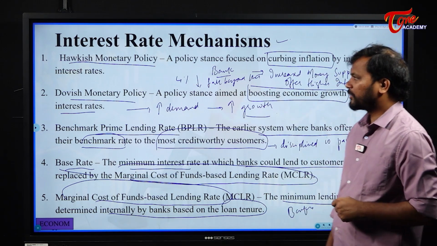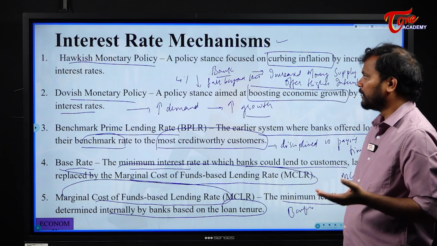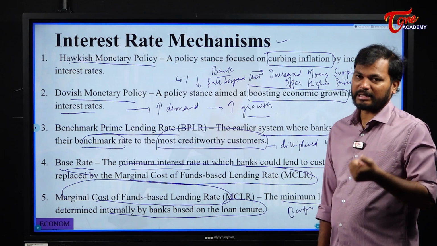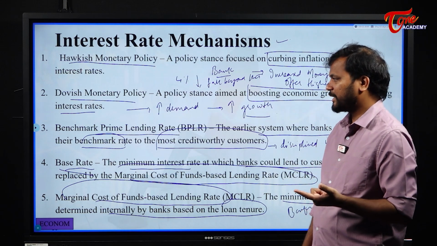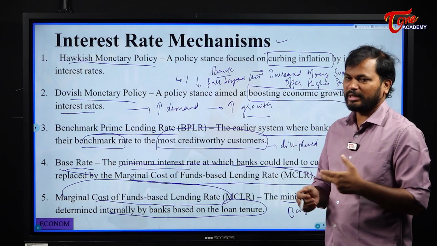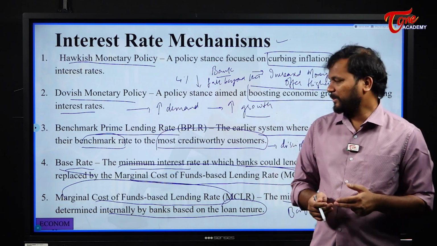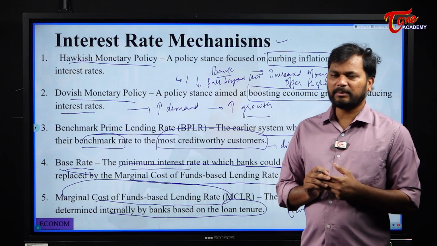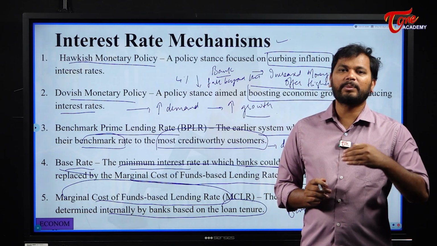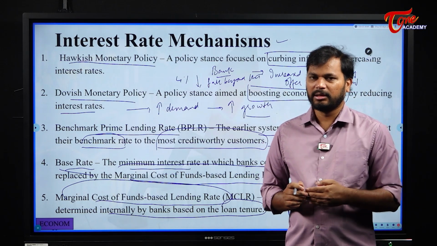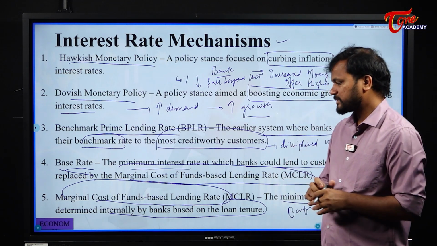Next. So here the question can be asked, what is the hawkish monetary policy? Is it expansionary monetary policy or contractionary monetary policy? It is the contractionary monetary policy, whereas dovish monetary policy is the expansionary monetary policy. Next, benchmark prime lending rate is the rate at which the loan is given to creditworthy customers. Next, the base rate: previously we used to call it the base rate because it is the rate below which the money cannot be lent to any person or entity. That is replaced by the marginal cost of funds based lending rate.